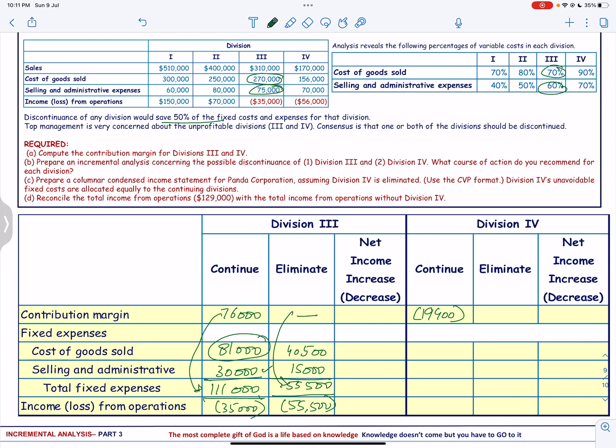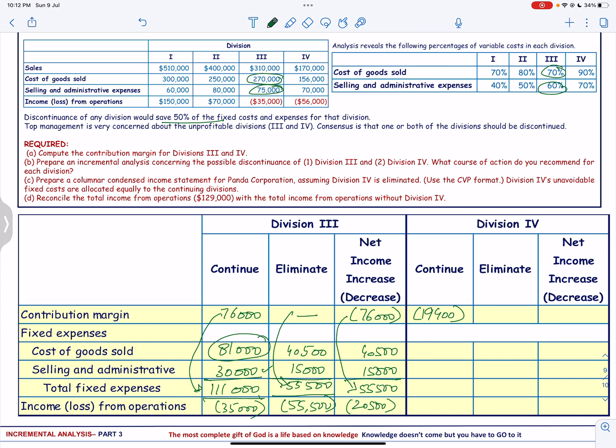Now let us look into the increase. Obviously the contribution margin will decrease. 50% is going to be there, 40,500, and this will be 15,000. So this will be a total of 55,500. And 76,000, this is negative, minus 55,500, this is going to be equal to 20,500, and this will be negative again.